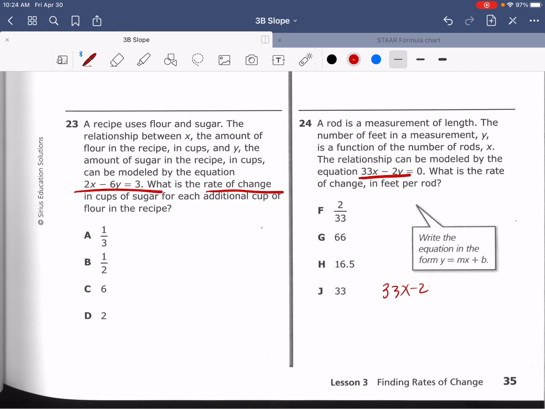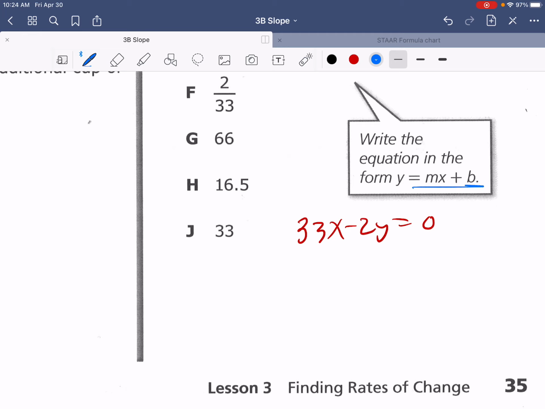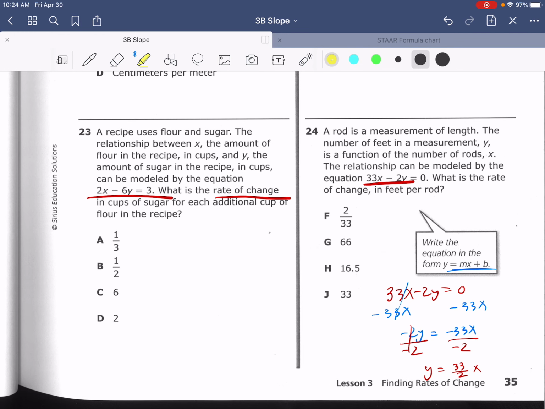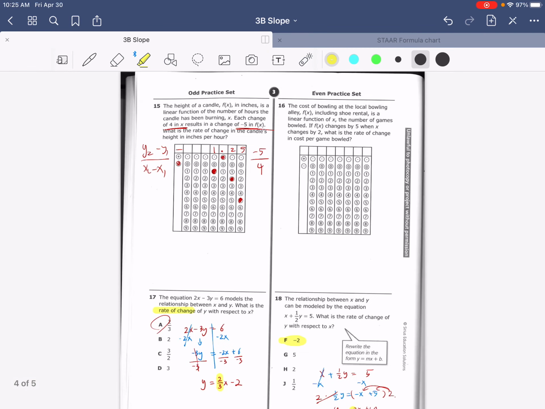33x minus 2y equals 0. So we are trying to solve for slope, into slope-intercept form. So minus 33x on both sides, which I will get negative 2y is equal to negative 33x. If you divide by negative 2 on both sides, you'll get y equals positive 33 over 2 x. So this is going to be the slope, and if you put this into decimals, that's 16.5.